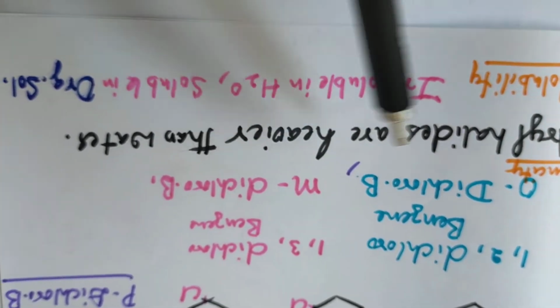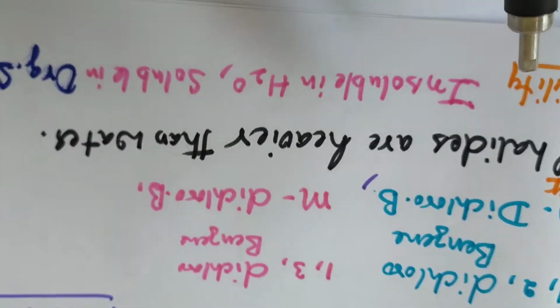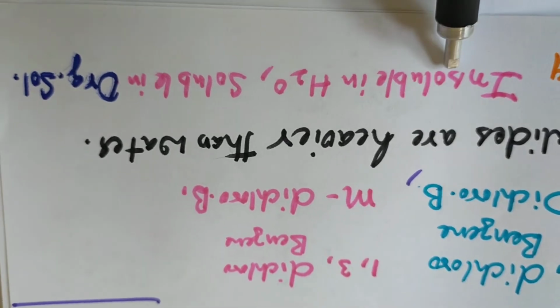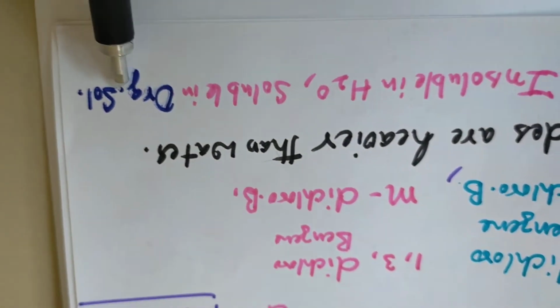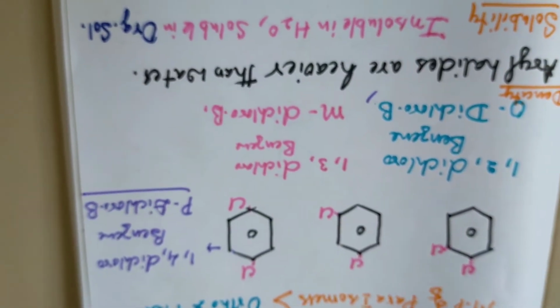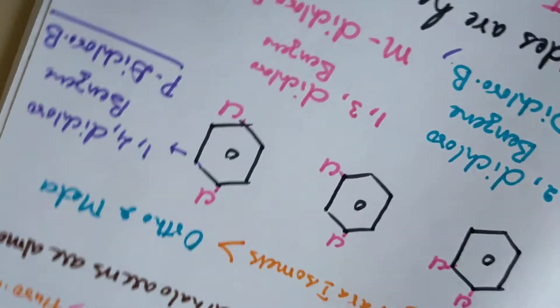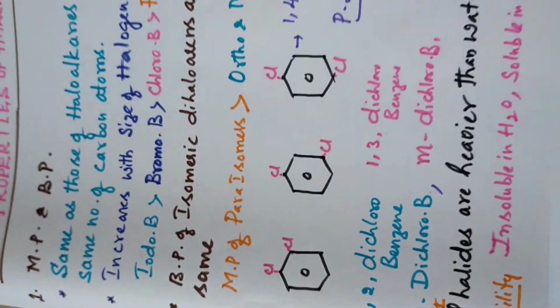So that's another property: solubility. Again, the solubility is the same. All the aryl halides are insoluble in water but soluble in organic solvents. So these are the physical properties of the haloarenes.